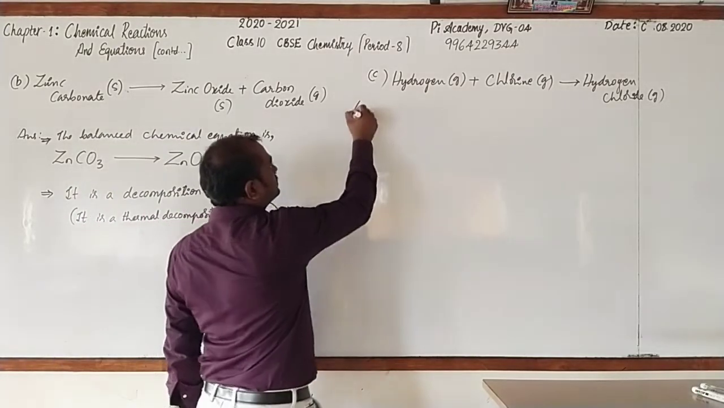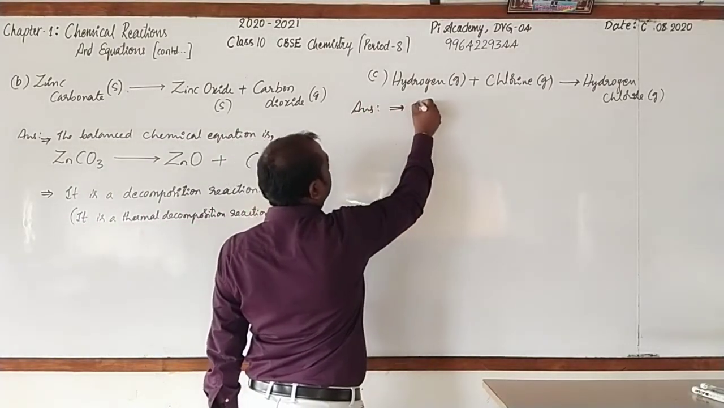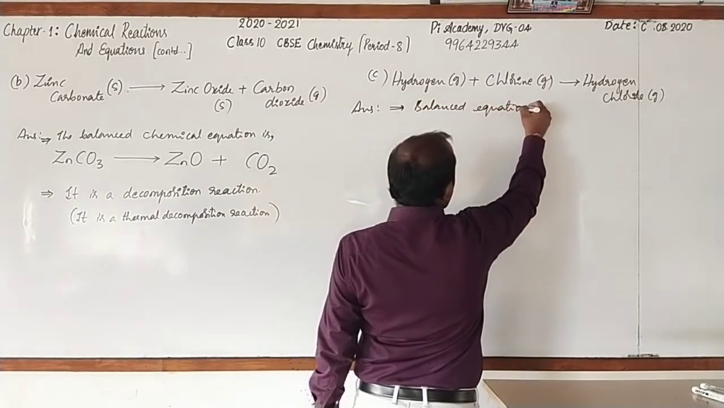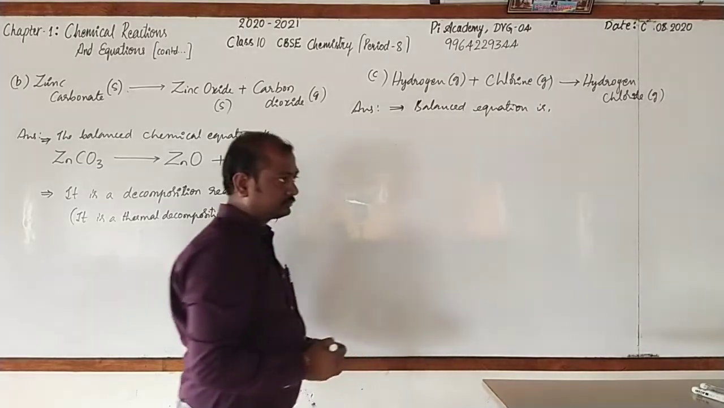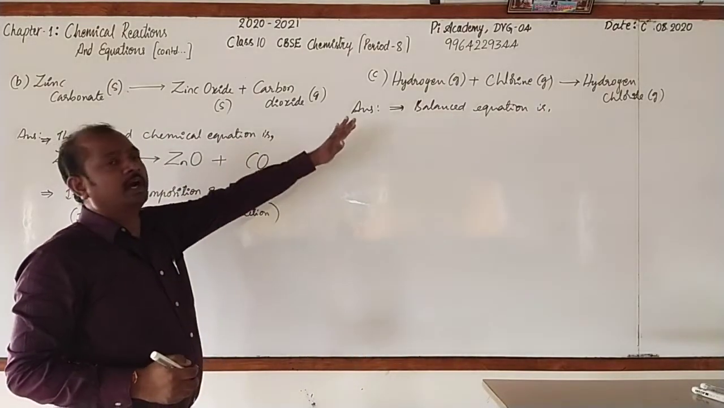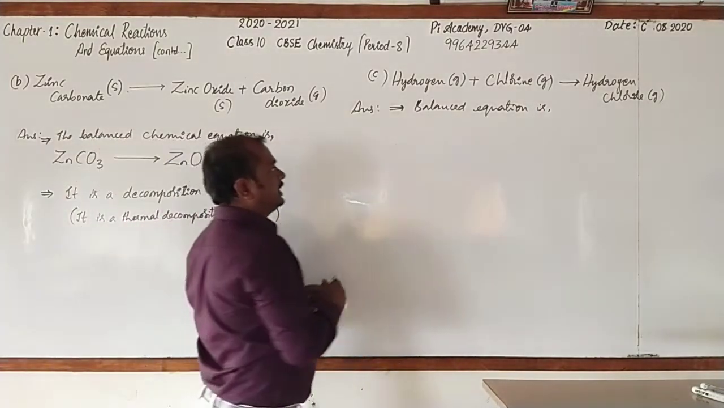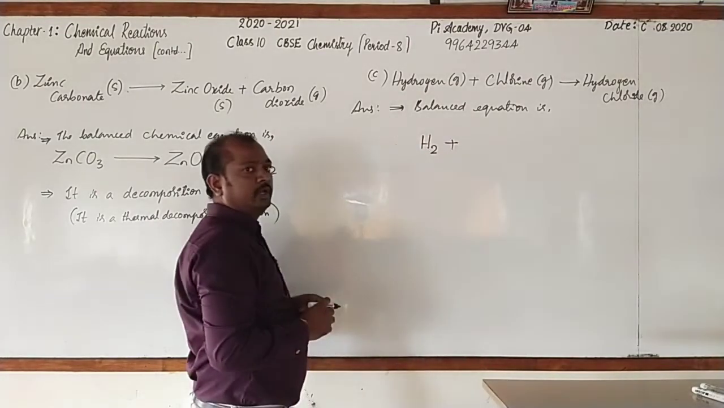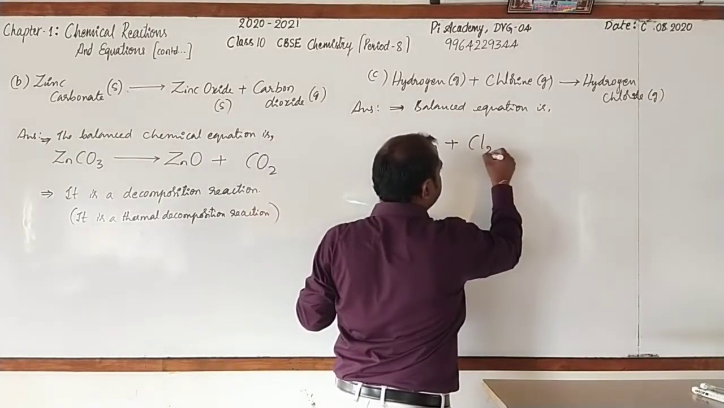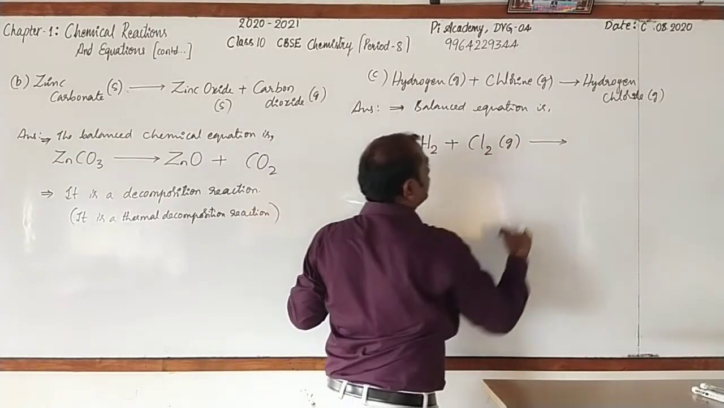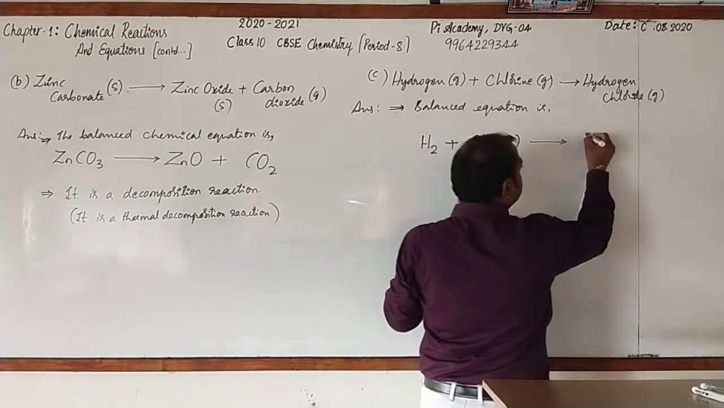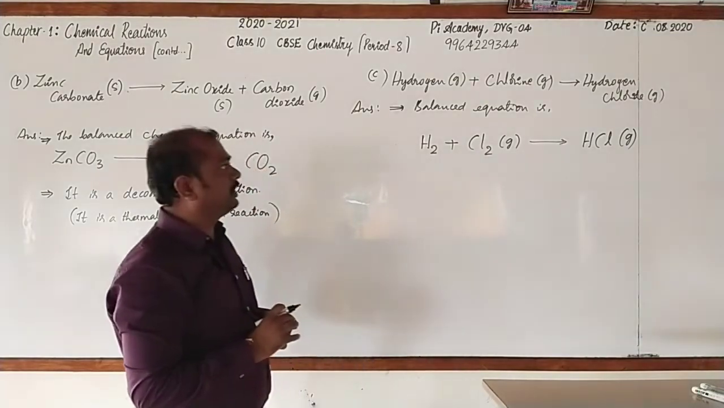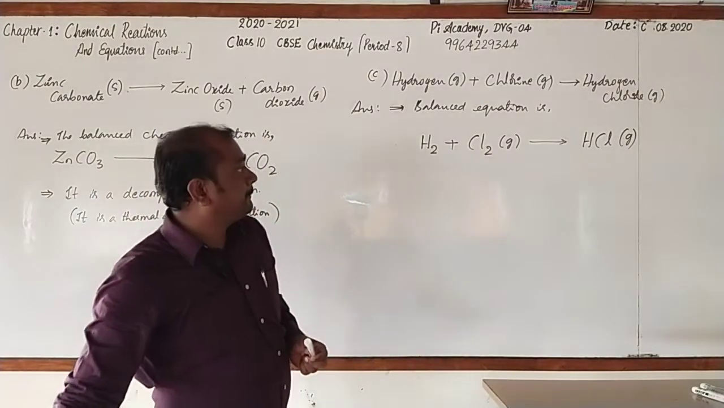Next, let's move on to another one. The balanced equation is, please go through that. Hydrogen, no doubt it is a gas. What is its chemical formula? It is H2. Chlorine, that is also a gas, Cl2. Then it produces the compound called hydrogen chloride, that is HCl, which is in gaseous state. They have given it, so it should be balanced.